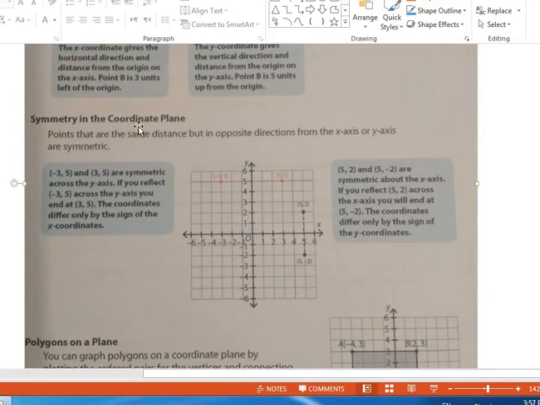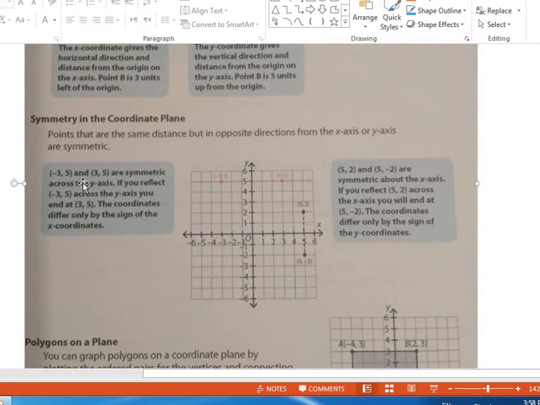Symmetry in the coordinate plane: points that are the same distance but in opposite directions from the x-axis or y-axis are symmetric. Look, my dear students, here I have (-3, 5), and here (3, 5). They are the same distance from the origin, but in opposite directions. Here is the opposite of this one. They are symmetric.